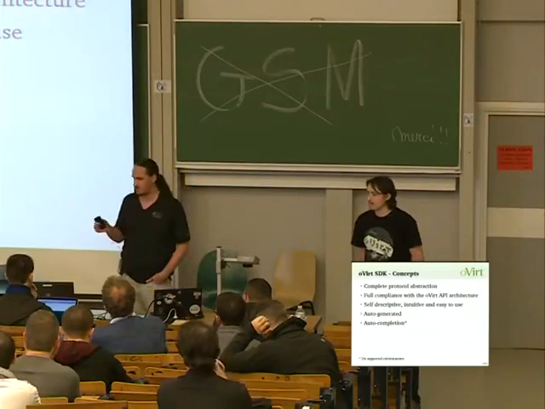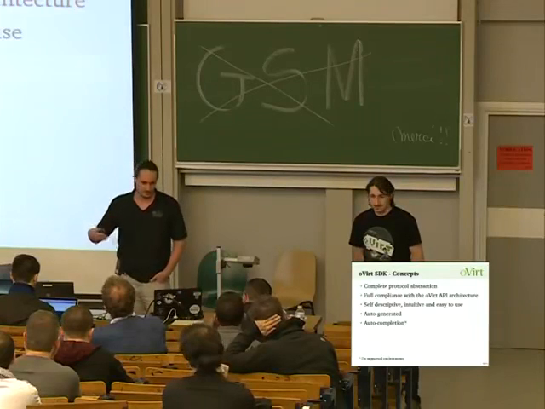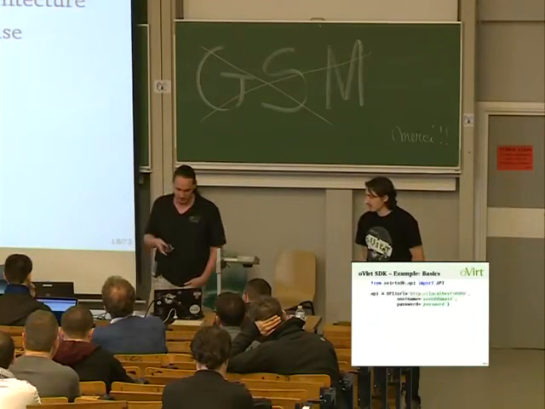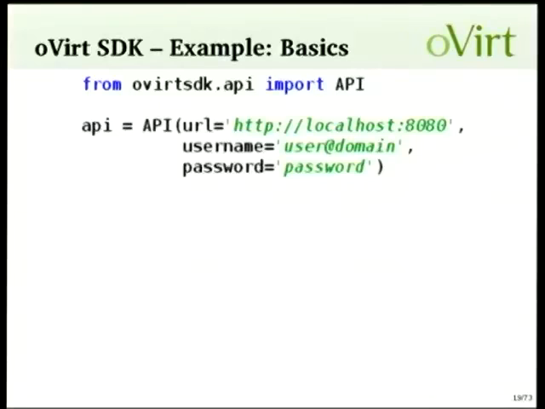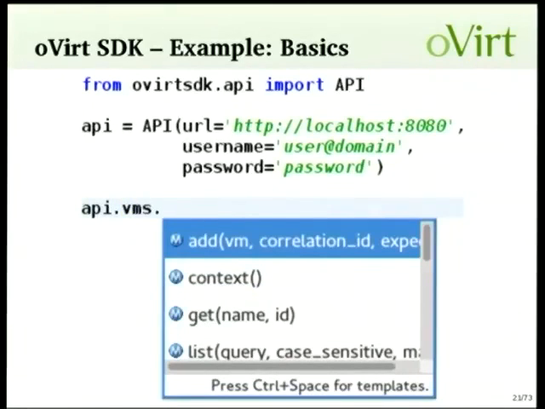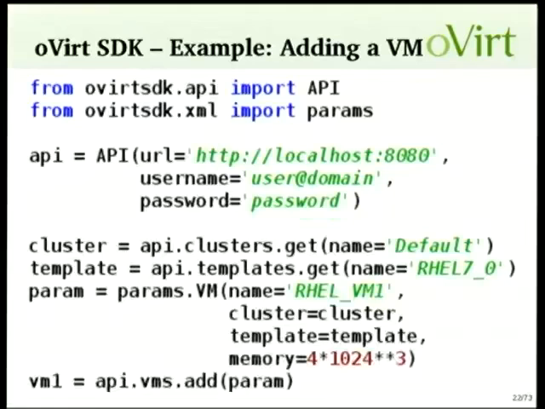It's really self-descriptive, really easy to use. Auto-generated, of course, so all the SDKs are always kept up to date, and if you have the supporting environment, you also get nice auto-completion. Like in this example, we look at the Python SDK, so I just import the API object in Python, and then I can create a proxy for the API. I just give a URL, username, password, get a proxy object, and on that proxy object, I can list all the available collections or actions. So in this case, I can call VMs, and on VMs, I can see all the actions, like add a new VM.